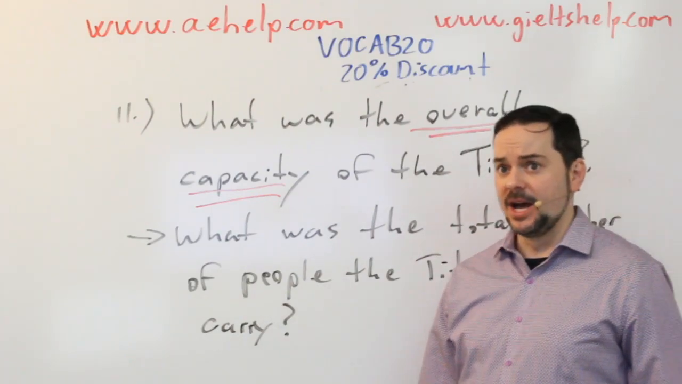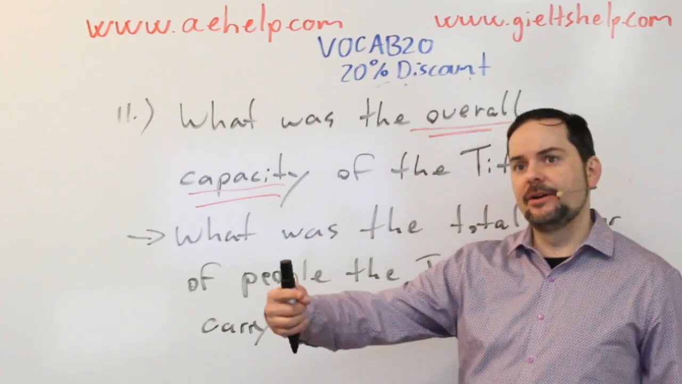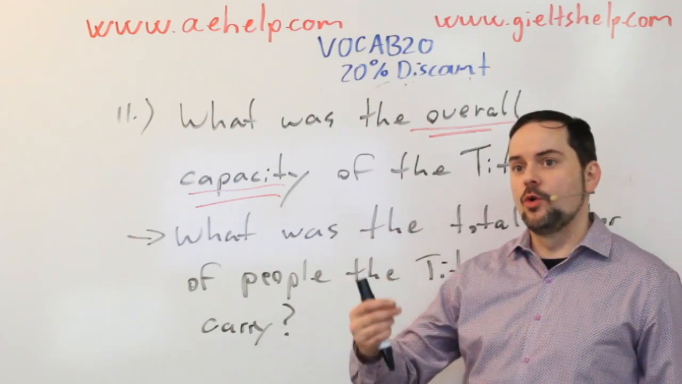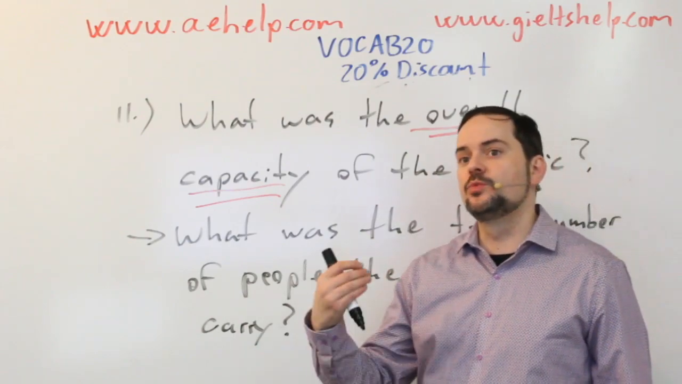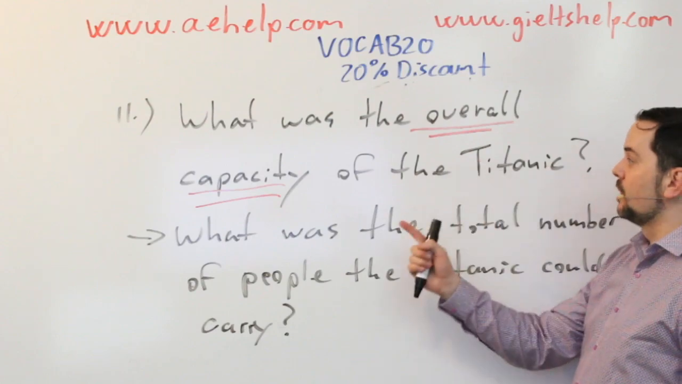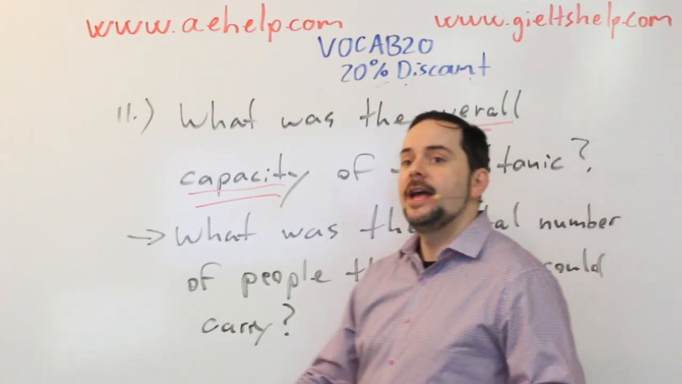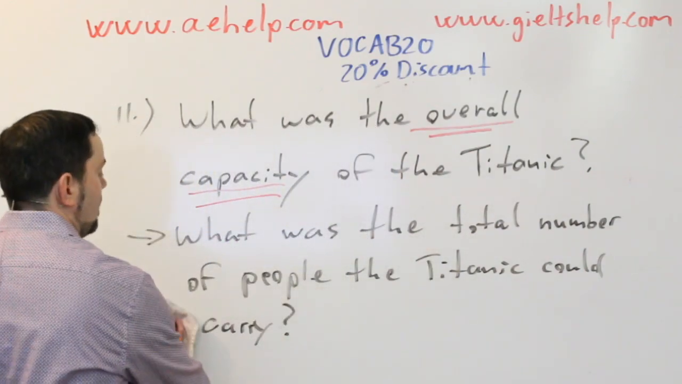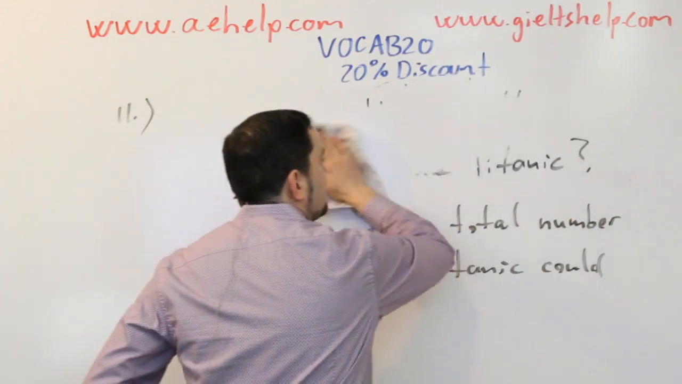That's another good paraphrase, AJ. And the more ways you can paraphrase, the better the chance that you're going to hear that kind of sentence or those words in the listening. Okay, so great. What was the overall capacity of the Titanic? What was the total number of people the Titanic could carry? Excellent. Let's look at the next question. Do the same thing. So we'll just do a couple. We won't do all of them. But let's take the next one.